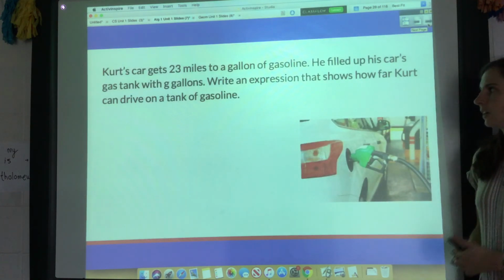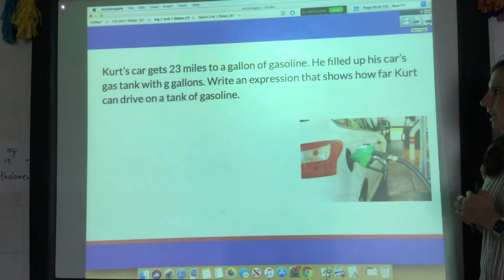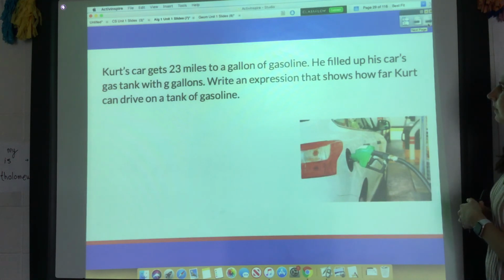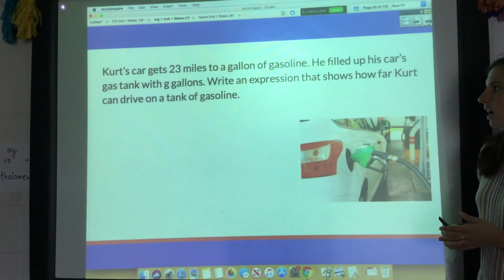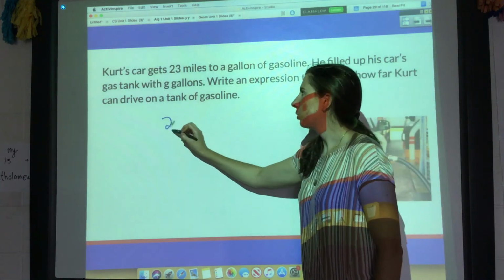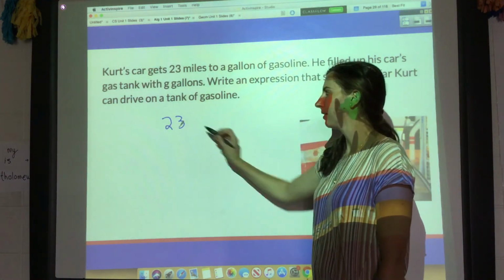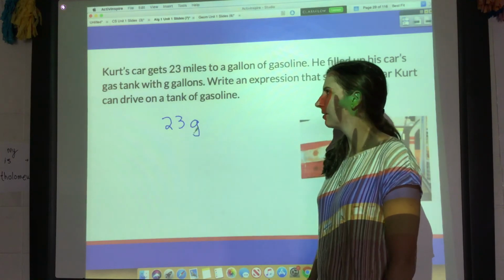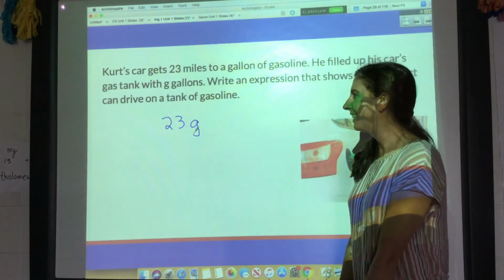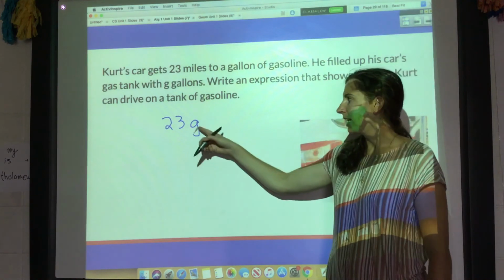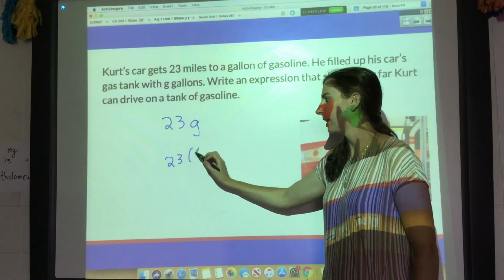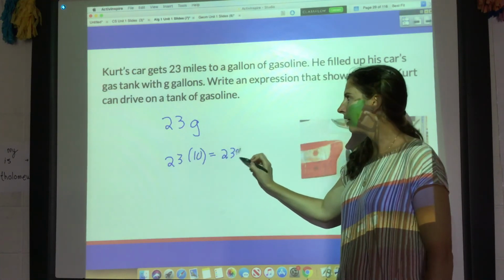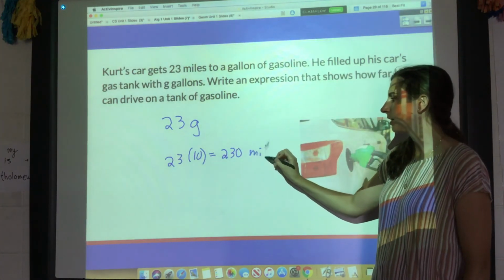Last example, Kurt's car gets 23 miles to a gallon of gasoline. He fills up his car's gas tank with G gallons. Write an expression that shows how far he can drive. So he gets 23 miles per gallon times the number of gallons, that's it. For example, say he had 10 gallons in his tank. That would be 23 times 10, which is 230, and that's how far he could drive in miles.